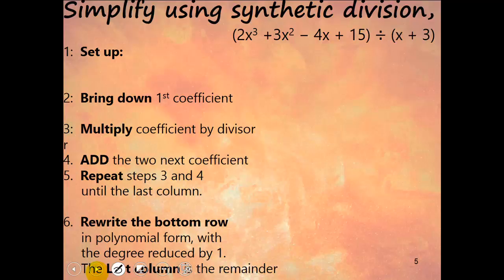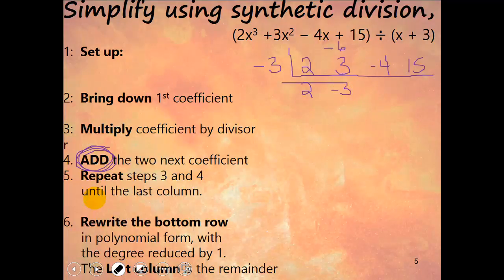We have to set it up. So I check my descending order, 3, 2, 1, 0. I check to see if I'm missing anything: 3, 2, 1, 0. I'm not missing anything. So now under my box is a 2, a 3, a negative 4, and a 15. And outside my box is negative 3. In order to start the process, I have to bring the 2 down. 2 times negative 3 is negative 6. And now I add these. That's important, it's add. So I get negative 3. Negative 3 times negative 3 is positive 9.